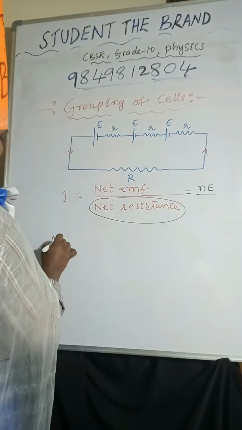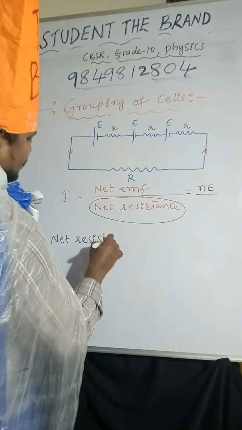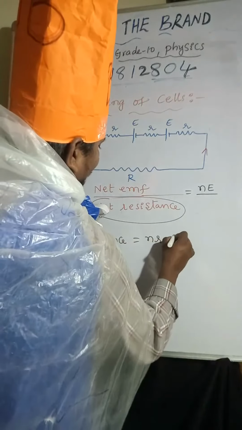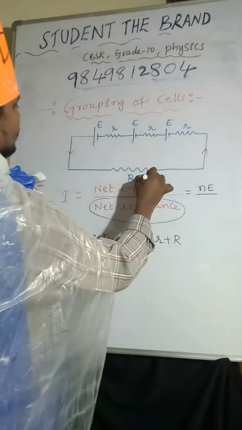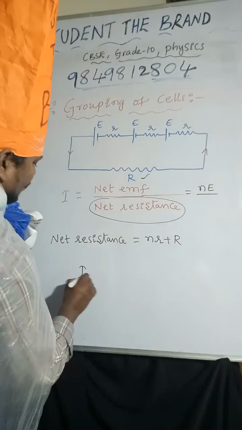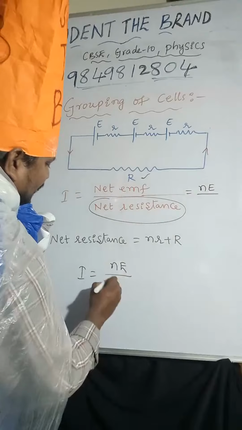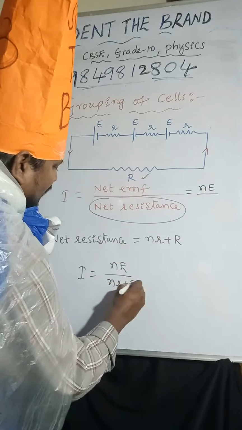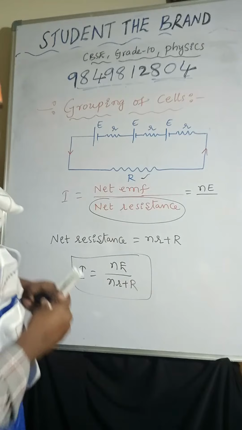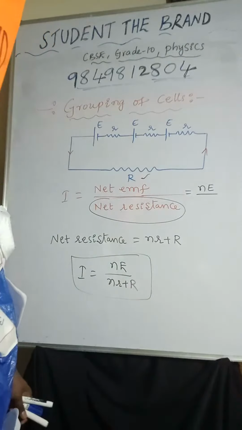So the net resistance we are finding is nr plus capital R. The external resistance also we need to add. So total I equals nE by nr plus capital R. So this is the current. I hope it is clear to all. I hope it is very clear.